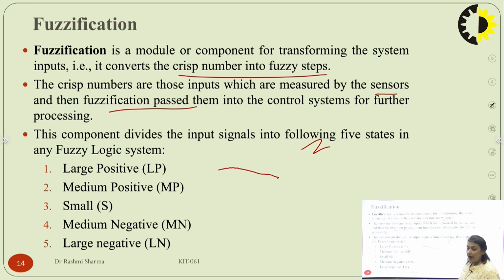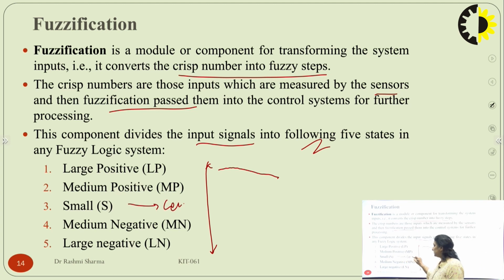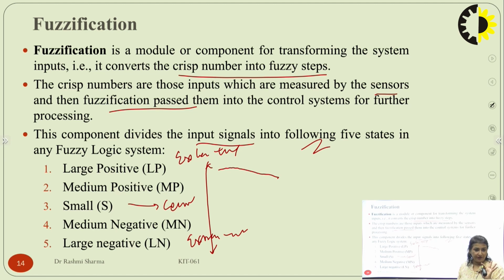Then the fuzzification output is passed to the control system to get further actions. When we divide these input signals, we can divide them into 5 different values: large positive, medium positive, small, medium negative, and large negative. These are the ranges which we divide, and according to this range we can have different rules for fuzzification. We usually take the medium as the center value, with extreme positive on one side and extreme negative on the other. We usually have a range in multiples of 3, 5, 7 and 9. Obviously, because the middle value becomes the center one, and you can vary it similarly on both sides.